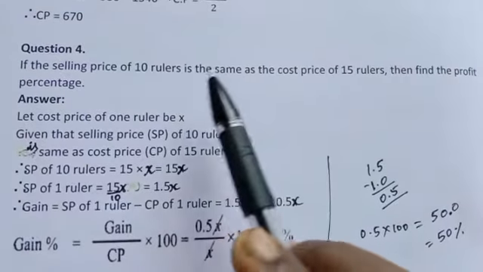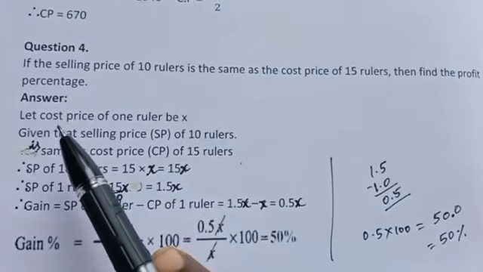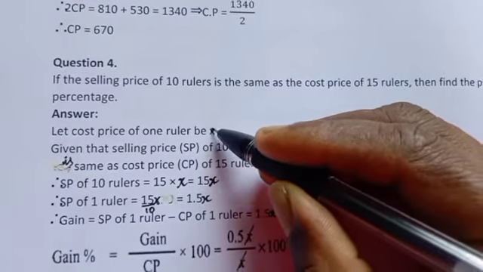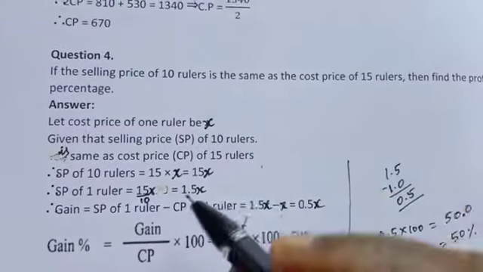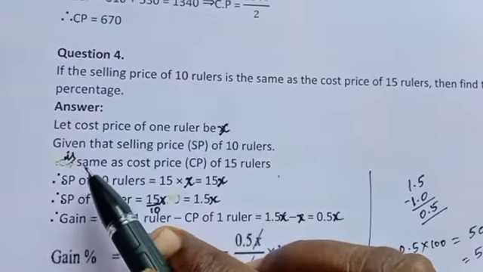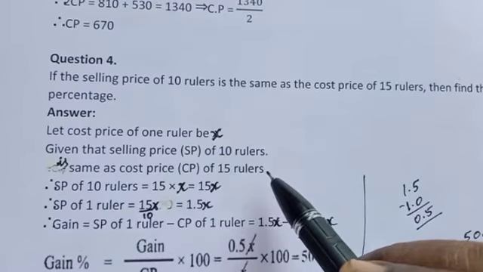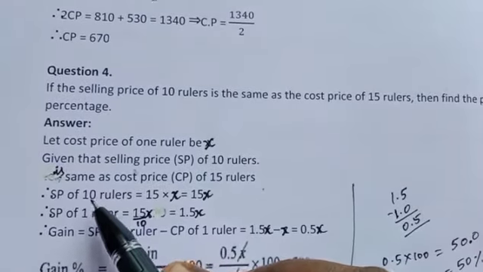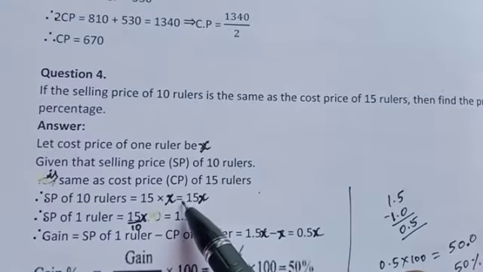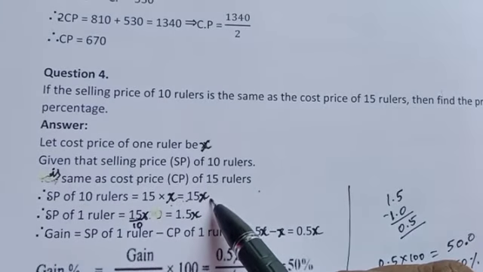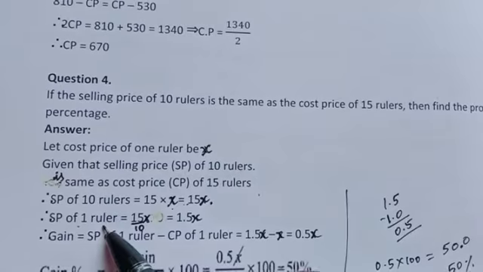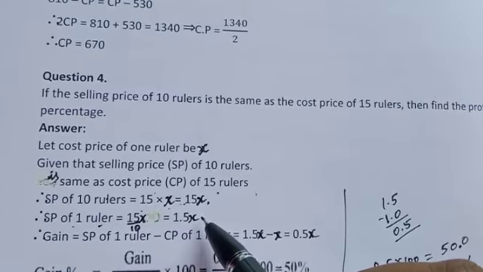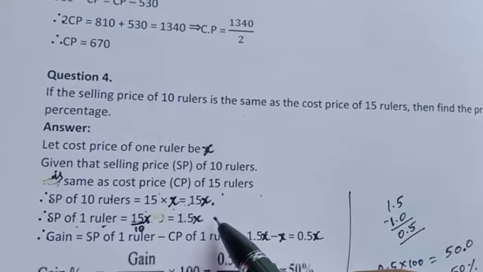Listen students, for this question the cost price is unknown. So you have to consider, let the cost price of one ruler be x. Given that the selling price of 10 rulers is the same as the cost price of 15 rulers. So SP of 10 rulers is equal to 15 into x, that is 15x. This implies SP of 1 ruler is 15x by 10, which is 1.5x.